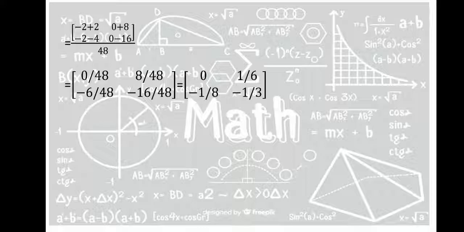So it will become 0. 8 divided by 48 is 1 by 6, -6 divided by 48 is -1 by 8, and -16 divided by 48 is -1 by 3. So left hand side is equal to right hand side, so hence it is proved.